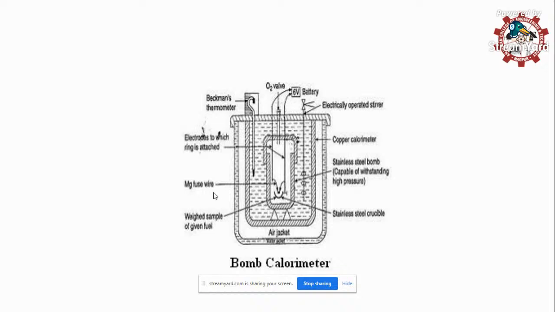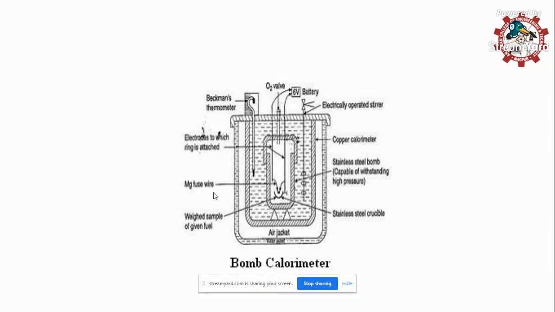Now, there must be one question in your mind: why have we used a calculated quantity of water in the calorimeter? See, before that, you know that coal is made up of carbon, hydrogen, oxygen, nitrogen and sulfur. I told you this earlier also. Carbon on combustion produces CO2 and energy. Agreed? Hydrogen on combustion produces water. Sulfur and nitrogen on combustion produce either oxides of sulfur or oxides of nitrogen. Agreed? And oxygen basically supports combustion. Yes, these things we know.